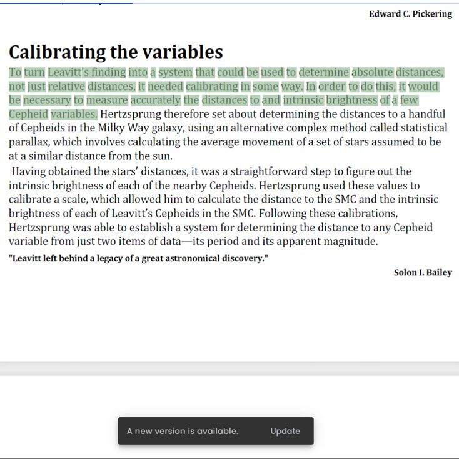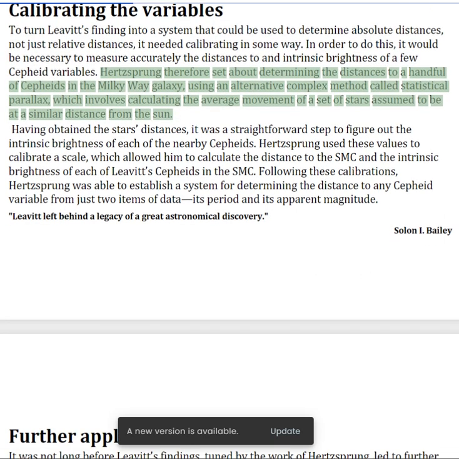Calibrating the variables. To turn Leavitt's finding into a system that could be used to determine absolute distances, not just relative distances, it needed calibrating in some way. In order to do this, it would be necessary to measure accurately the distances to and intrinsic brightness of a few Cepheid variables. Hertzsprung therefore set about determining the distances to a handful of Cepheids in the Milky Way galaxy, using an alternative complex method called statistical parallax, which involves calculating the average movement of a set of stars assumed to be at a similar distance from the Sun.